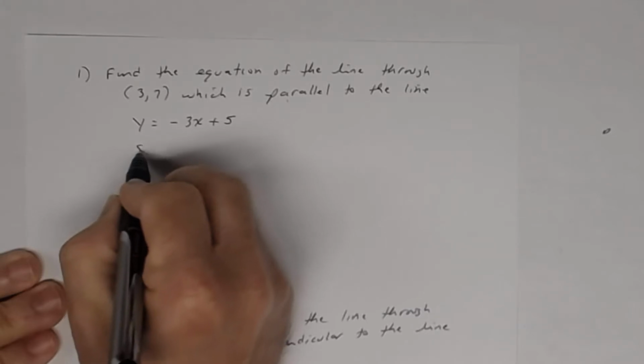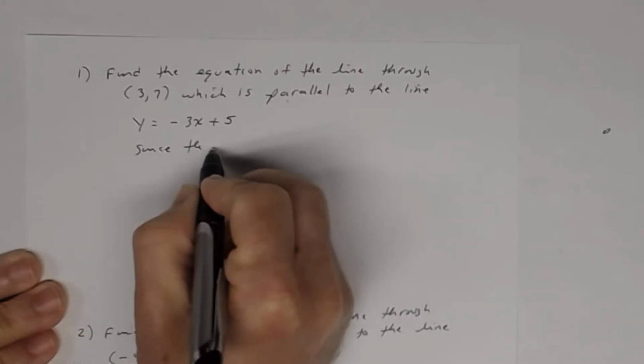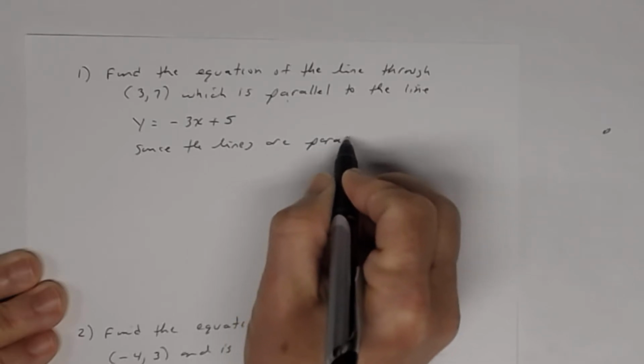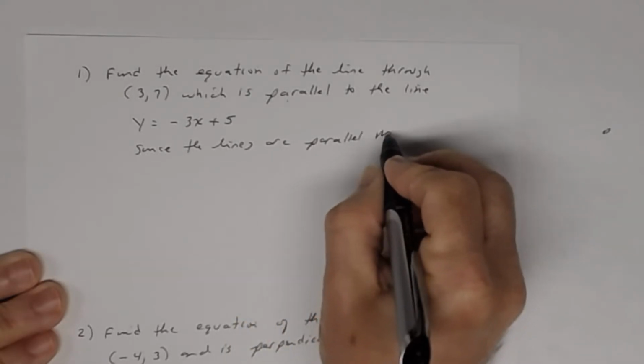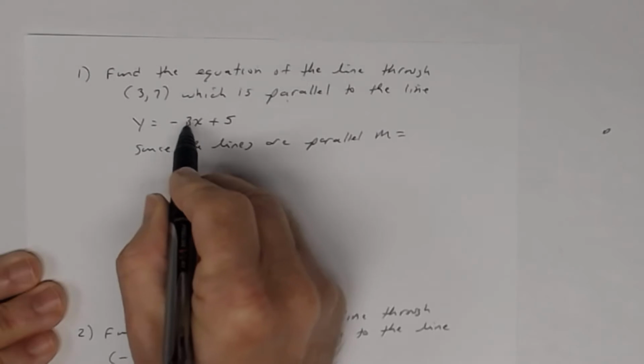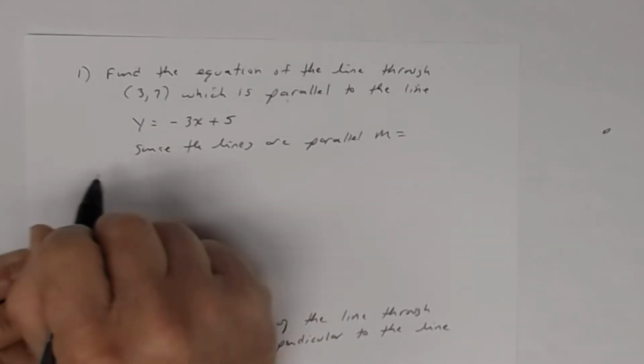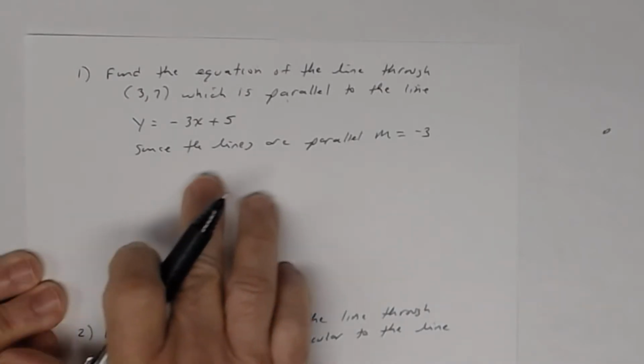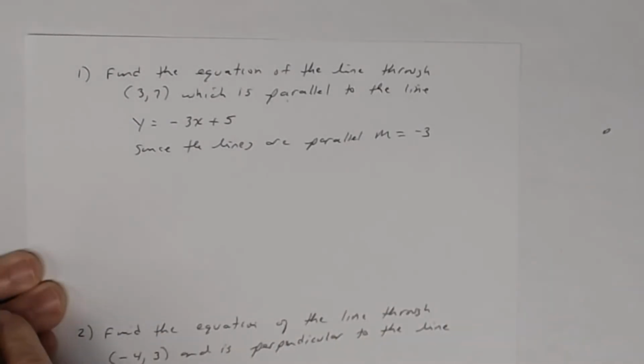All right, so since the lines are parallel, the slope is going to equal -3, since the slope of this line is -3, so the slope of that other line is going to be -3 as well. Since the lines are parallel, the slope equals -3.